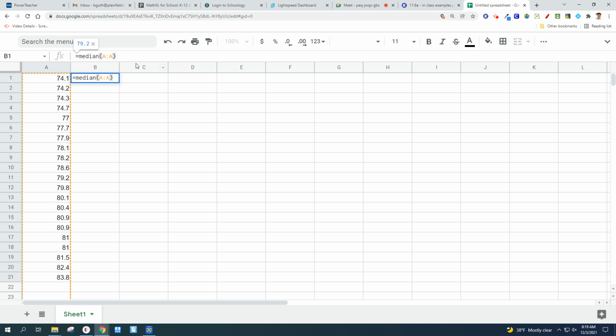A colon A is going to do the whole thing. So notice if you add another number down here at the bottom, it should update. It updated to the new median. So anyway, A colon A is nice because you can add more numbers on, whatever. All right, so we've got the, what was that, the median?